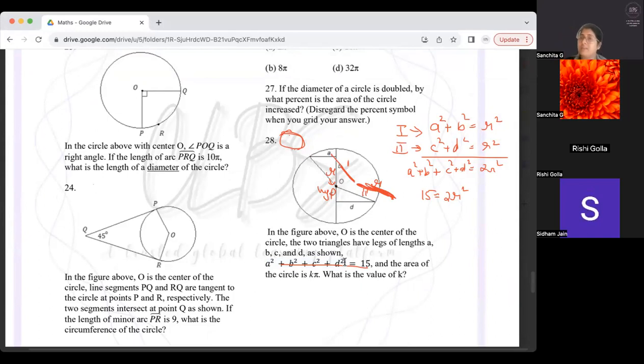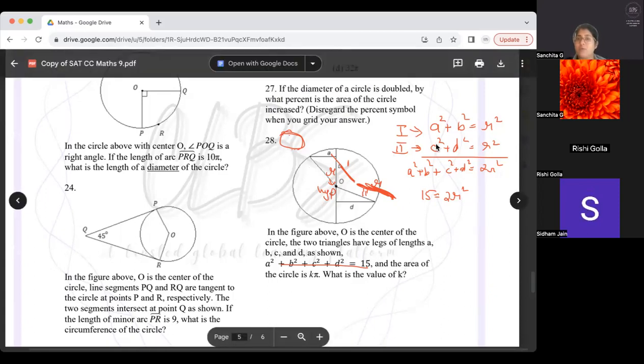Just remember one thing: don't confuse yourself in between, and don't complicate the question. Always keep an eye on the end point, what exactly is required, because one question can go in multiple directions. We can use our knowledge, that's separate, but go as per the question. That is more important on the SAT.